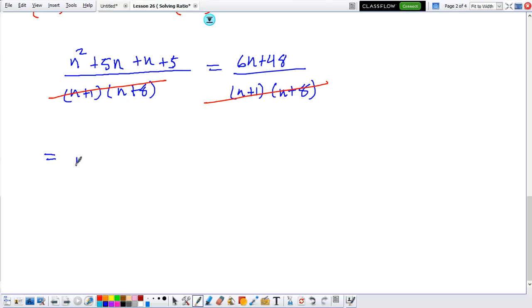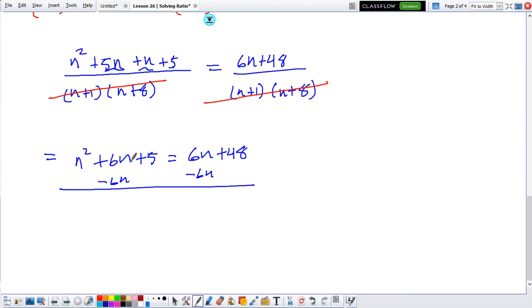So let's just rewrite it, n squared. You can combine these two, and 5n plus n, that's 6n plus 5 equals 6n plus 48. The denominators cancel out, so you just rewrite the top. I simplify this. So now we want to solve this. Notice that the 6n's will cancel out if you subtract 6n to both sides. Cancel out, cancel out. So now we have n squared plus 5 is equal to 48.